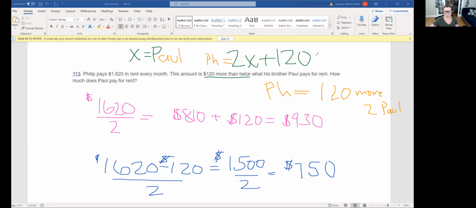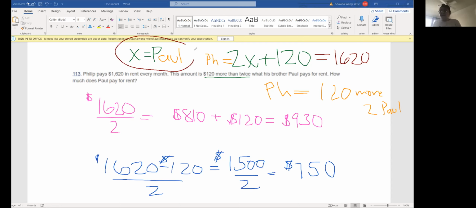So if I just put here equals 1620, what does that mean? It means Philip is paying all of it, doesn't it? Because isn't this Philip right here? So this is just straight up Philip is paying 1620. How do we include Paul's X, like Paul's portion? This is Paul's portion.